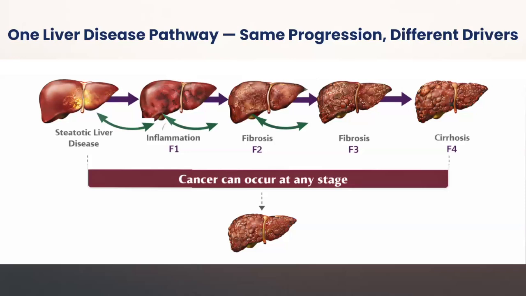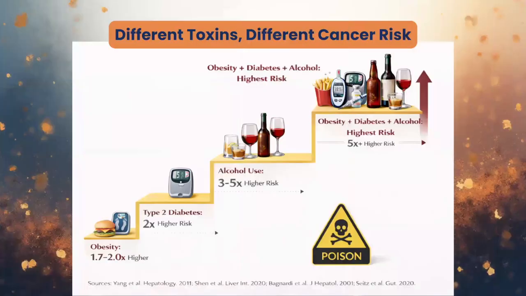So now that we understand and we've established that the liver disease pathway is the same, the next question becomes: what actually changes our cancer risks? It's not where someone is on their disease pathway. What truly changes cancer risk is what is stressing the liver. The major drivers we're talking about are metabolic dysfunction, alcohol, and most importantly, as you'll see on this top step, when they occur together. So let's start with obesity.